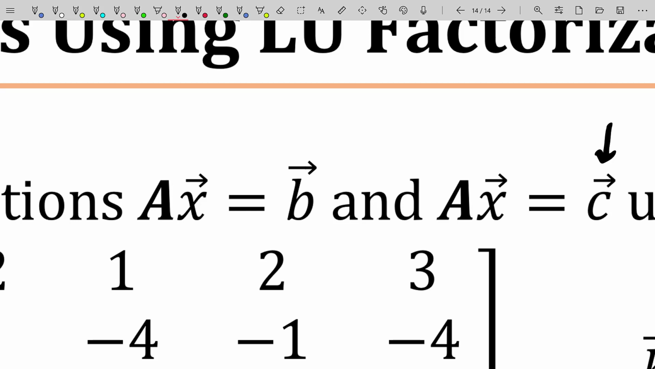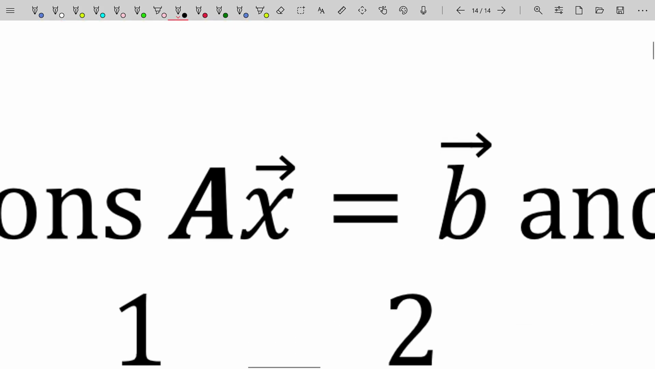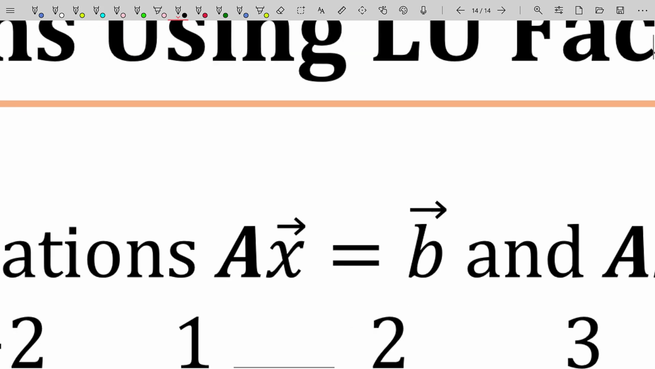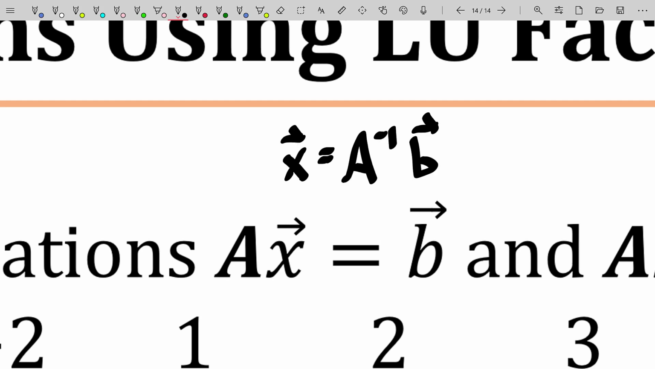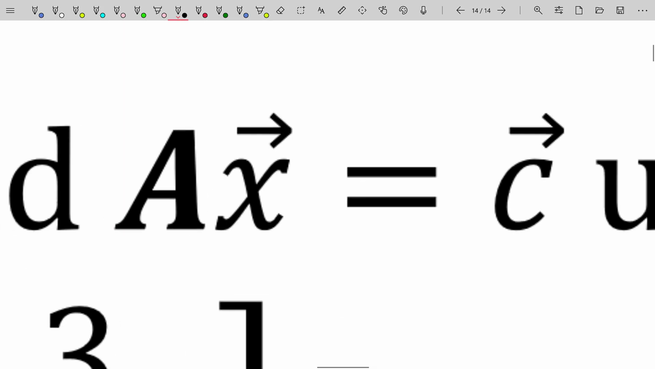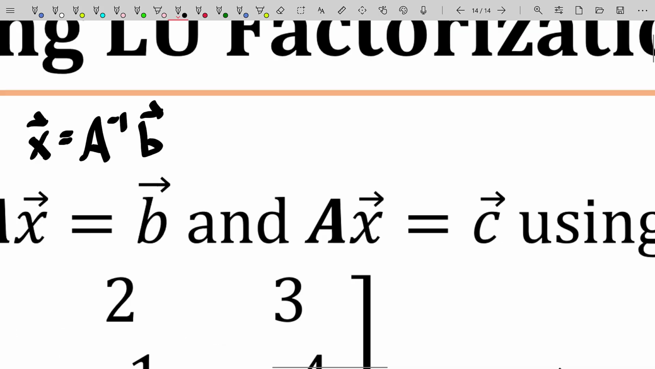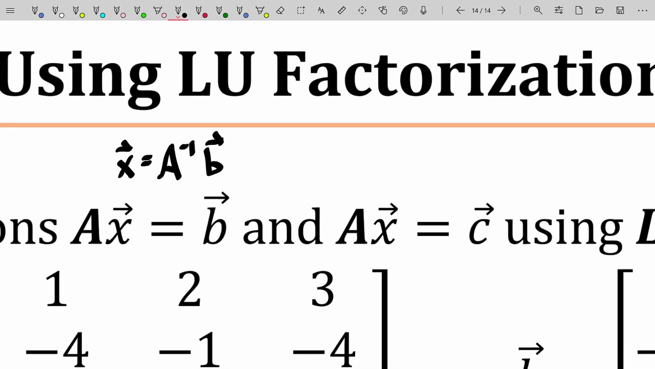The other method that we have to solve these equations is by using the inverse. If A is invertible, then you know that x is equal to A inverse b. Likewise, you could use the inverse to solve this equation. You'd get x is equal to A inverse c. Now there's a big conversation to be had about when you should use one method over another. And part of that conversation is knowing beforehand, did somebody hand you these right-hand side vectors simultaneously?